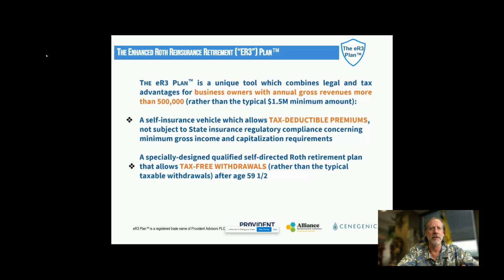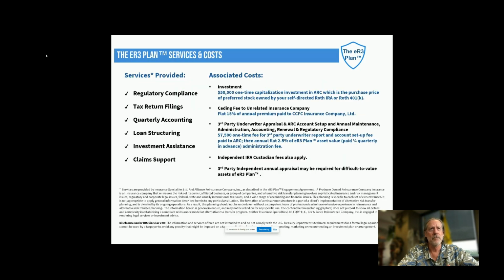There are some exceptions to getting that money out earlier without having to pay a penalty, but generally at 59 and a half years old, you can then start taking tax-free withdrawals out of that account. So just looking at the service costs and the setup costs of this, there's a one-time investment.